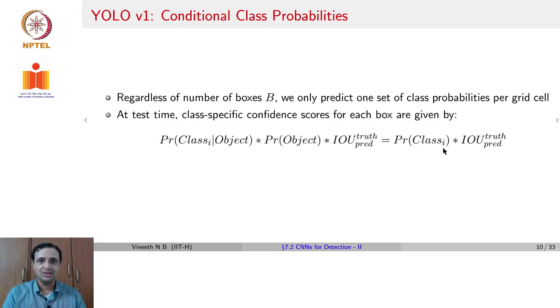So for each cell, we are saying what's the probability that this class occurs in this grid cell, and for the predicted box, how much IOU does it have with the ground truth.